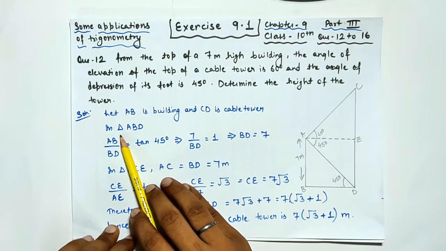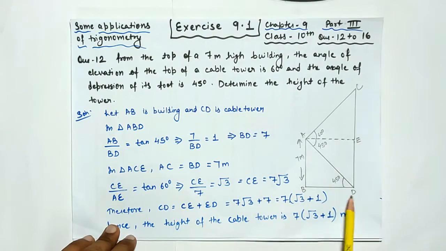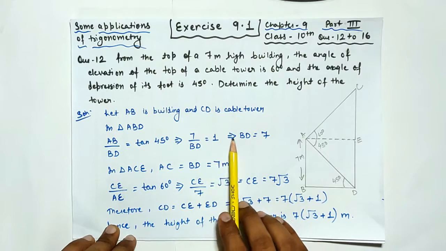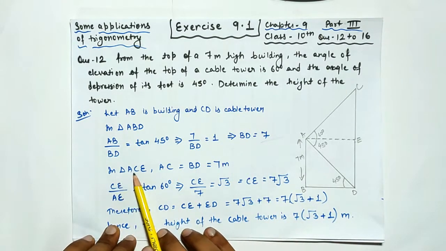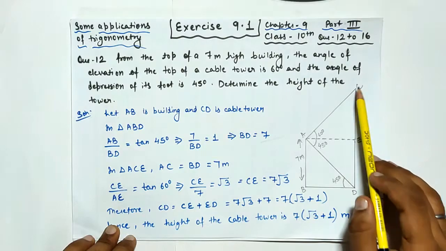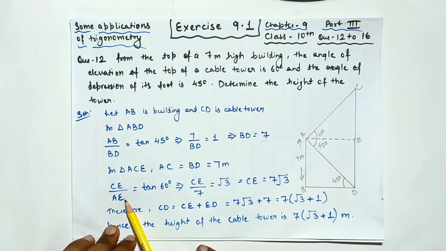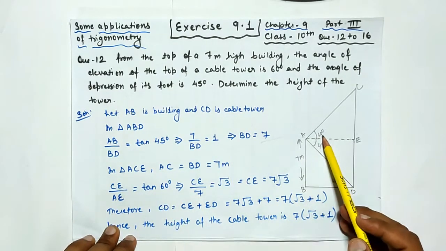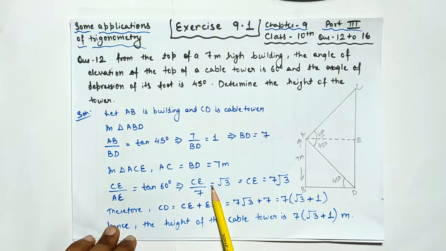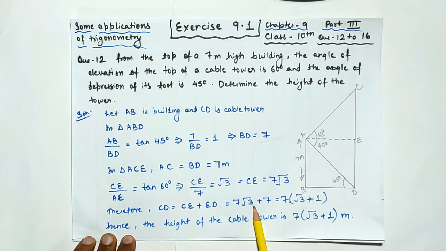In triangle ABD, AB upon BD is equal to tan 45 degrees, given, that is 7 upon BD is equal to 1, and BD is equal to 7. In triangle ACE, AC is equal to BD is equal to 7 meters. CE upon AE is equal to tan 60 degrees. Tan 60 degrees is equal to CE upon 7, is equal to root 3, so CE is equal to 7 root 3. Therefore, CD is equal to CE plus ED, is equal to 7 root 3 plus 7, is equal to 7 times root 3 plus 1.